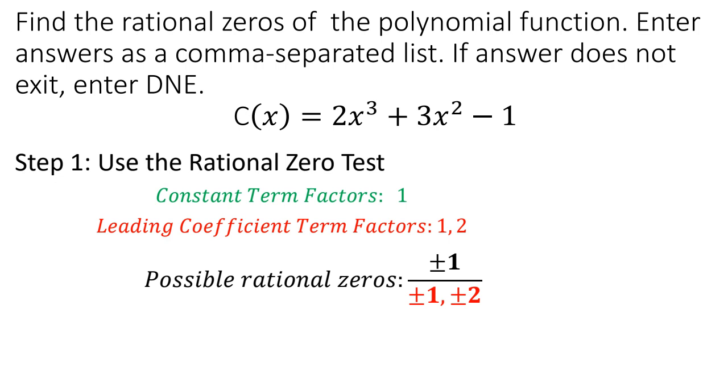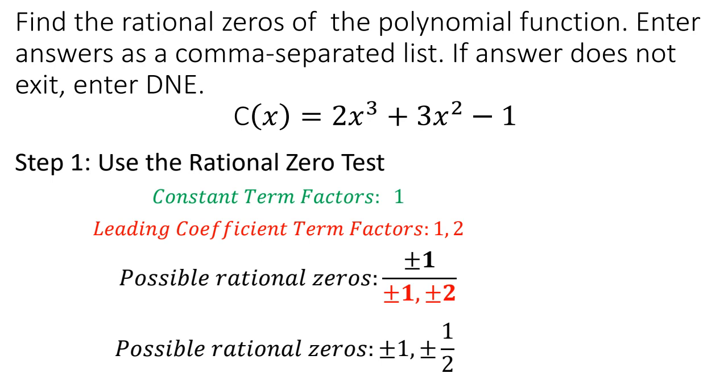So here we have the numerator is going to be plus or minus 1. For the denominator, for our leading coefficient terms, it's going to be plus or minus 1 and plus or minus 2. So when we do the divisions, we have plus or minus 1 and plus or minus 1/2. Okay, so then let's go ahead and start.